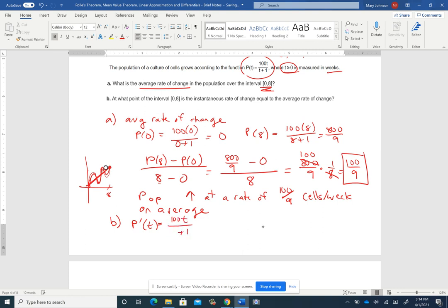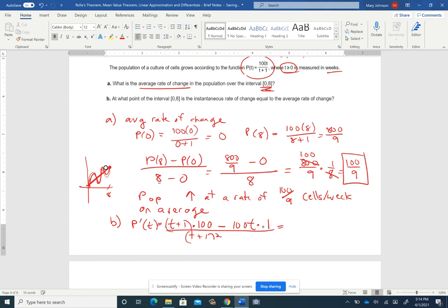Okay, oops, P of t. I didn't start finding it, I just wrote P. All right, so we're going to do the derivative. We're going to do low times the derivative of the high minus the function on top, the high times the derivative of the low. Okay, all of that's divided by the low squared. All right, so let's see what happens.